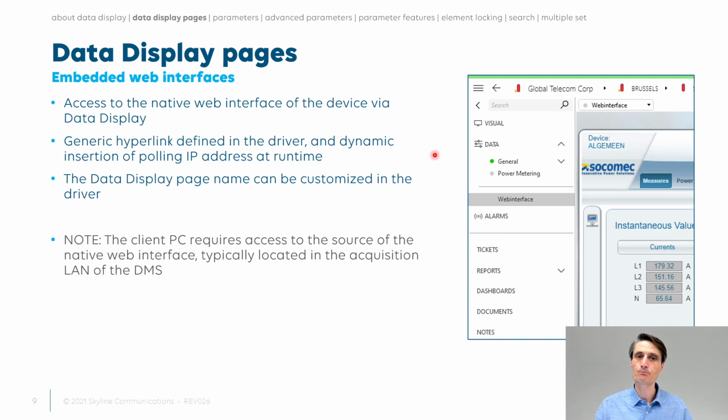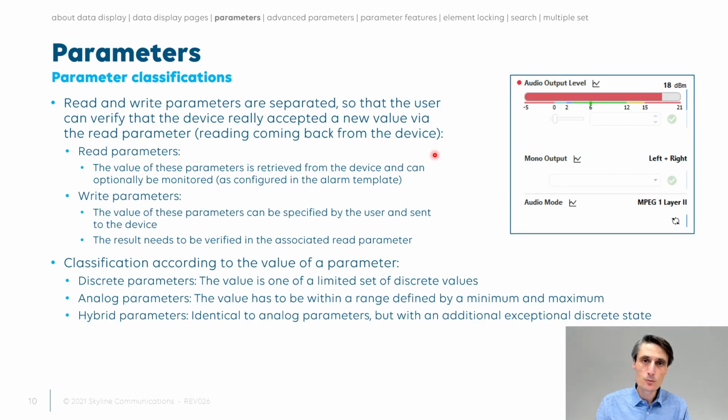Can be convenient. Now that we discussed the pages to keep our parameters a little bit organized, let's take a closer look at the parameters itself, the content of those pages. So first of all, we have a distinction between a read and a write parameter. So we have the reading here, the audio output level, and we have the possibility to change it, the write parameter as we call it. So this is what is coming back from the device.